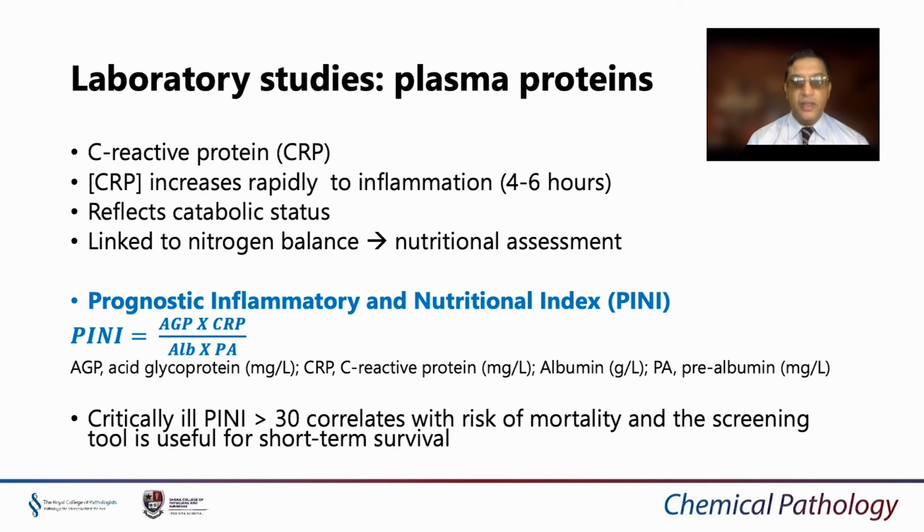For example, the Prognostic Inflammatory and Nutritional Index can be calculated by utilizing acid glycoprotein, C-reactive protein, albumin, and pre-albumin measurements. And in critically ill patients, a score of greater than 30 correlates with the risk of mortality, and it thus can be important in screening patients that are very ill.